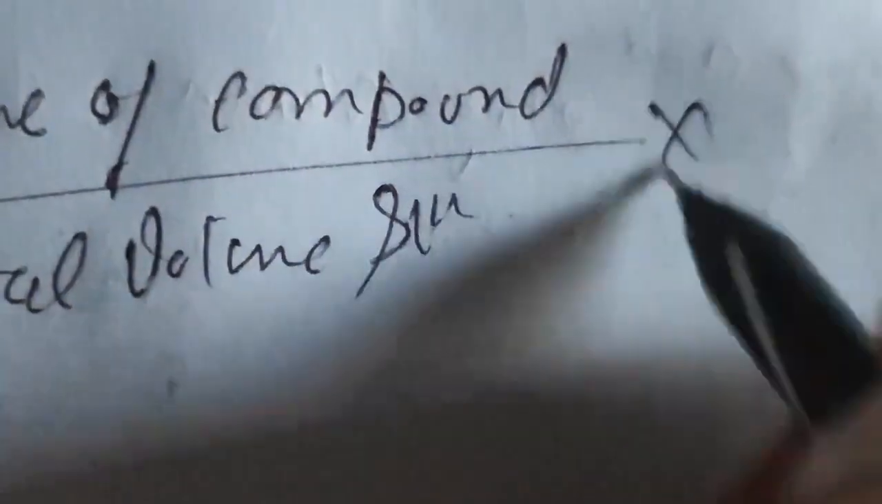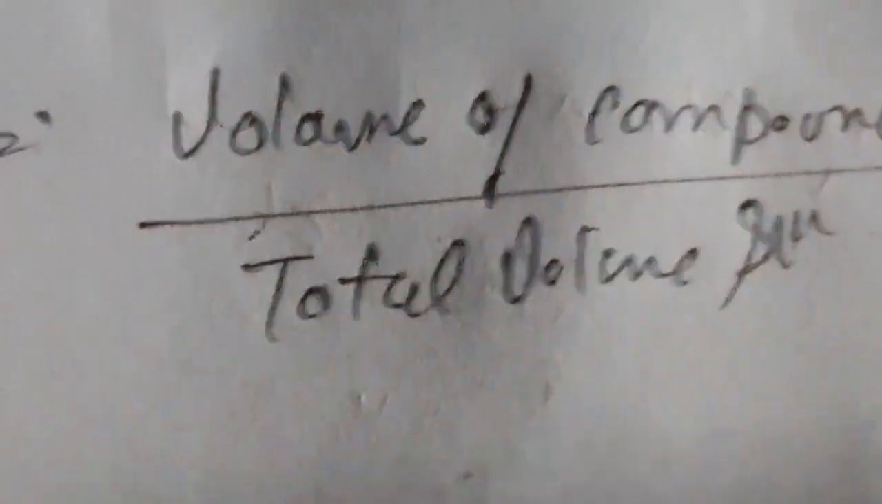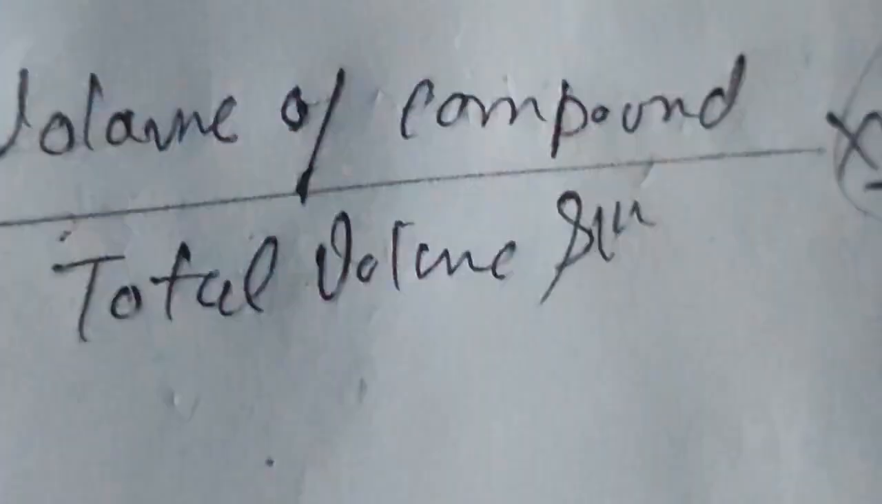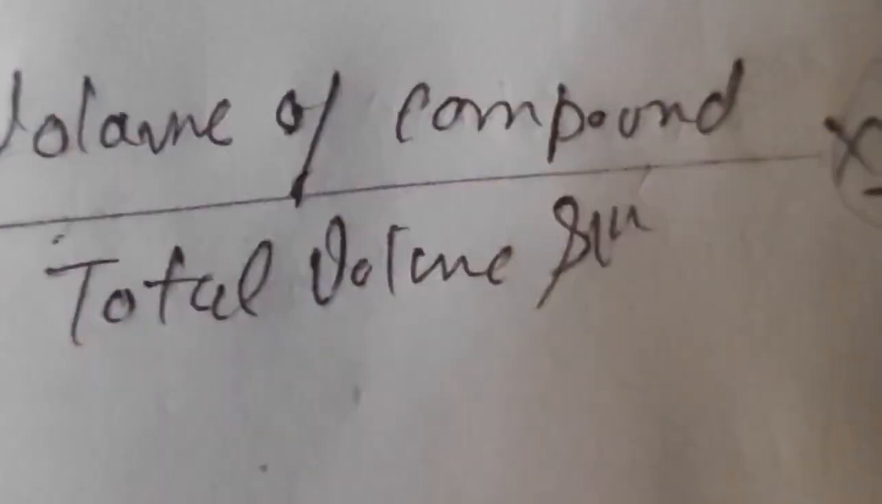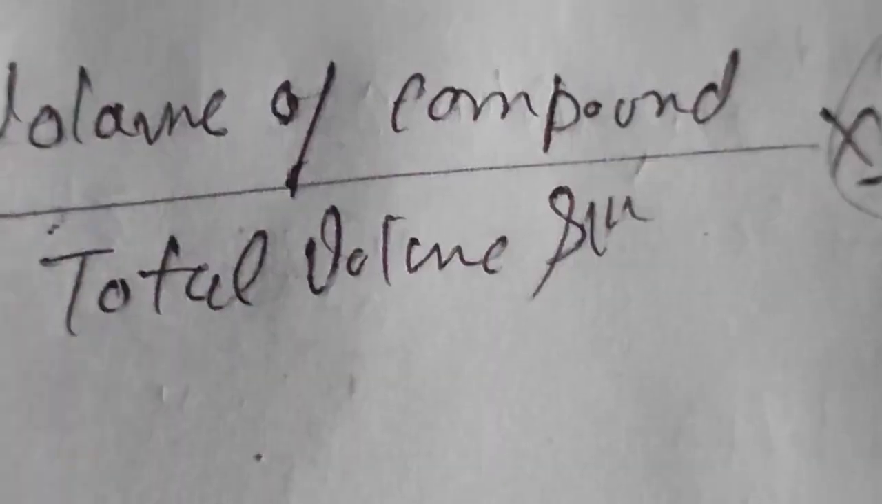into 100, since we know percent means 100. So when we talk about any percentage, percent means 100. That's why we multiply by 100: the compound upon total, into 100, is called the percentage.